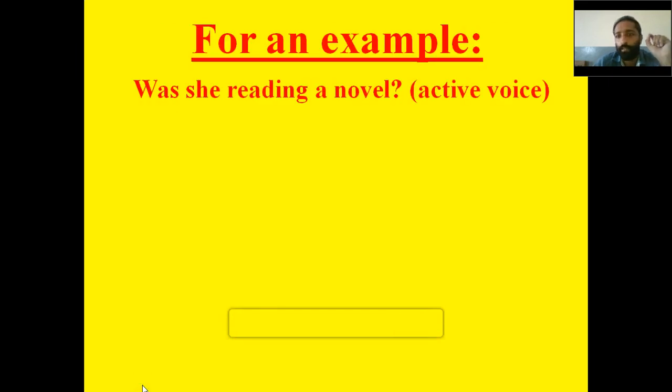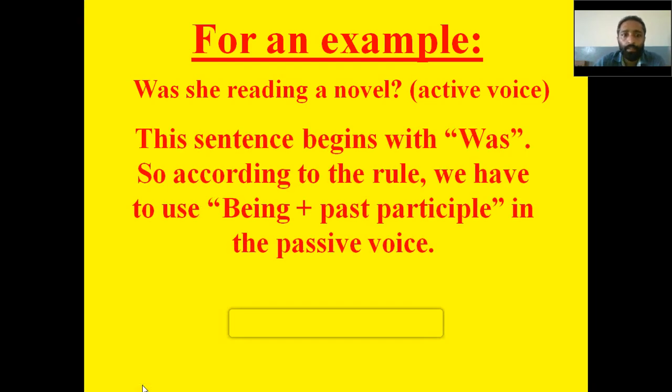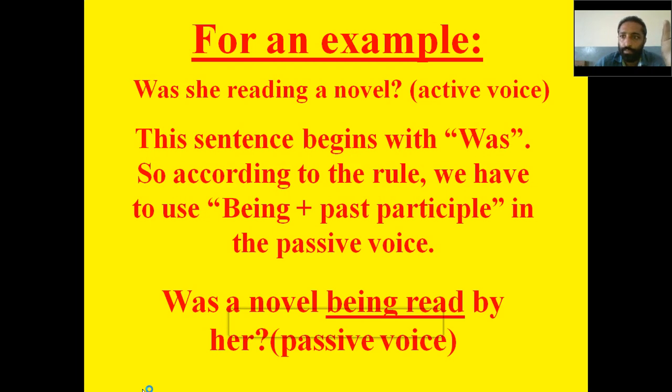Was she reading a novel? So the sentence begins with was. So remember, is, are, was, or were. The sentence begins with was. So according to the rule, we have to use being plus past participle in the passive voice. So remember which is the subject. Subject is a novel, that is a singular subject. Was a novel being read? Read is the past participle, by her. So remember, being plus past participle of the verb. Was a novel being read by her?